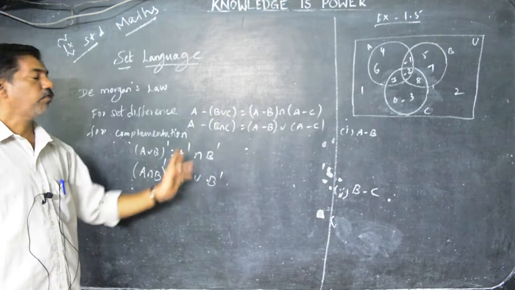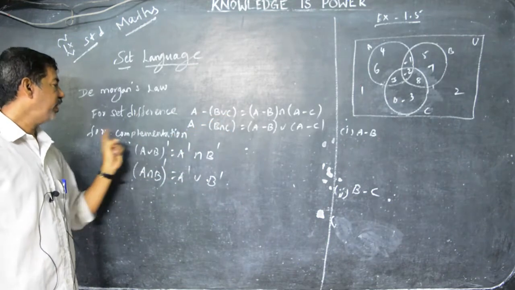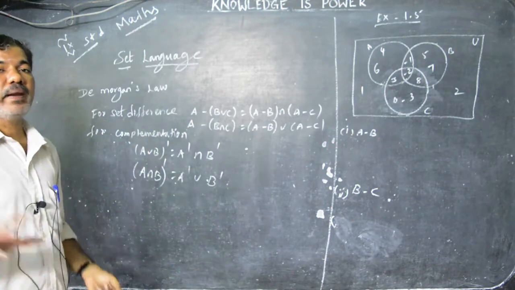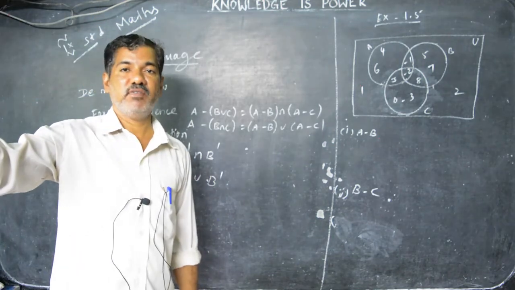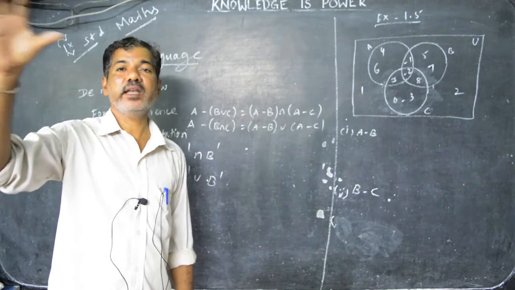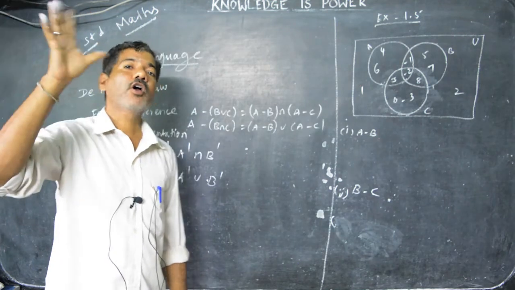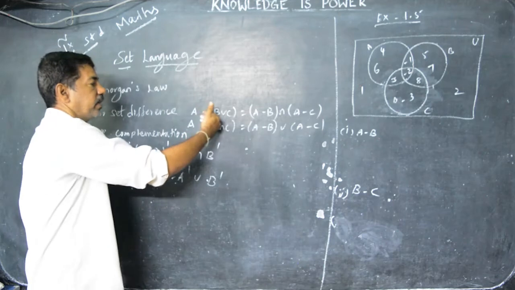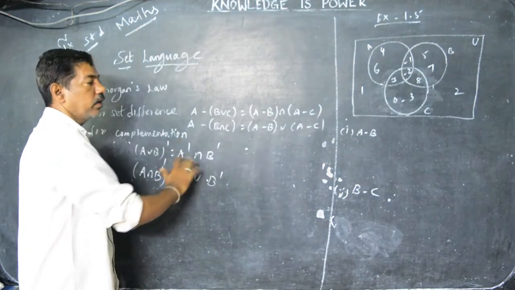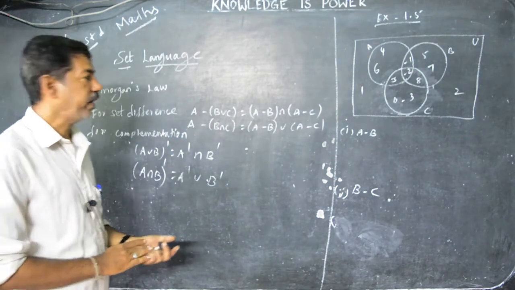So based on which formulas you have to use, either for set difference or for complementation, they will be given in the question itself. Verify De Morgan's law in set difference or complementation. You have to revise and recall either these two or these two. Can you find?